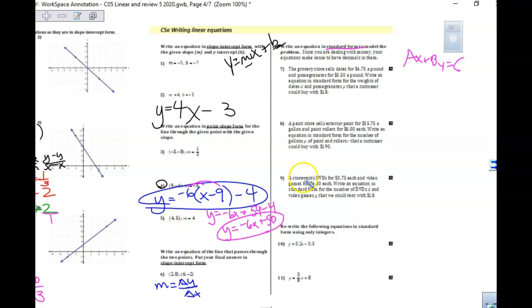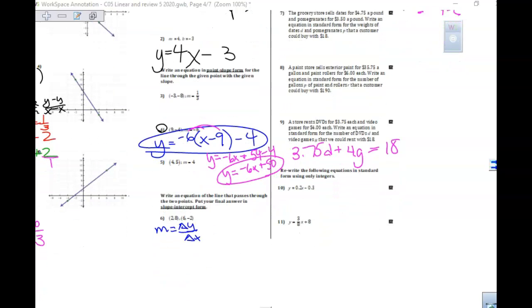So you rent DVDs, $3.75 each, and video games for $4. Write an equation in standard form for the DVDs, D. The cost of my DVD, 3.75D. That's kind of like my x. Plus $4 for each game. G is my games. Plus 4G equals 18. Done. Stop. Don't do any more. You're not asked to solve. You're not asked to graph. Not asked to do anything with that question. Okay? We went through a couple of these yesterday, but does it make sense?